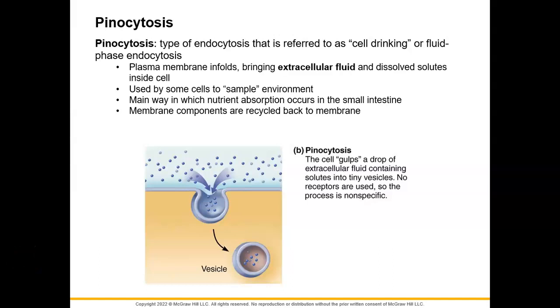Pinocytosis is a type of endocytosis that is referred to as cell drinking or fluid phase endocytosis. The plasma membrane enfolds, bringing extracellular fluid and dissolved solutes into the cell. Our cells do this a few times every day to just sample what is outside the cell in the interstitial fluid. Maybe something new is there and we need to add some type of carrier or channel in order to bring it across.